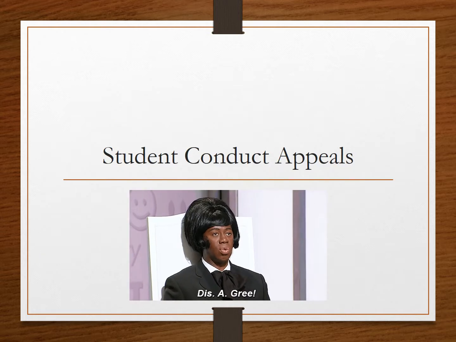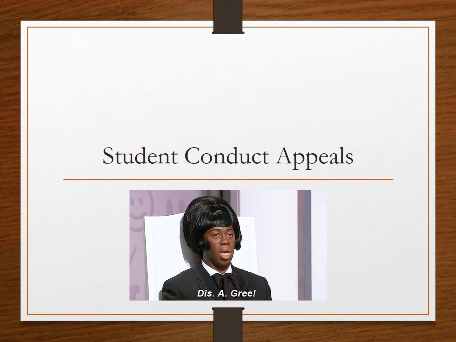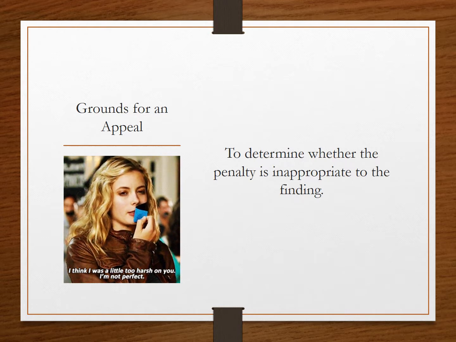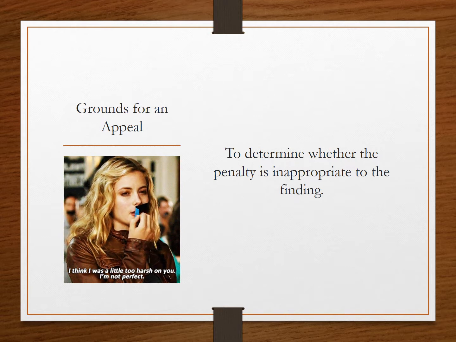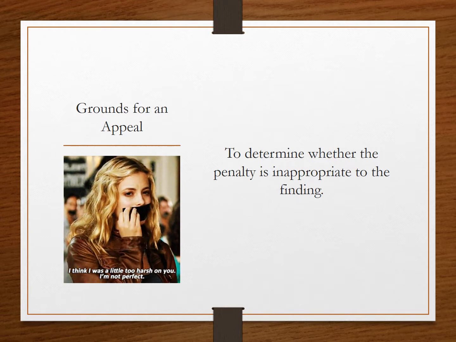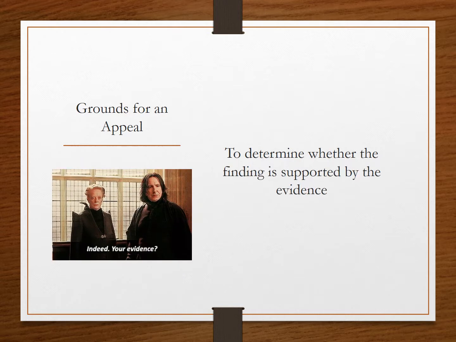The final part of this presentation is on the student conduct appeals process, including the grounds for appeal and how the appeals process works. Appeals can be requested for one or more of the following reasons: to determine whether the penalty is appropriate to the finding, including situations where a student admits to wrongdoing and an agreement is reached on responsibility, but no agreement is reached regarding the sanction. To determine whether the finding is supported by the evidence.